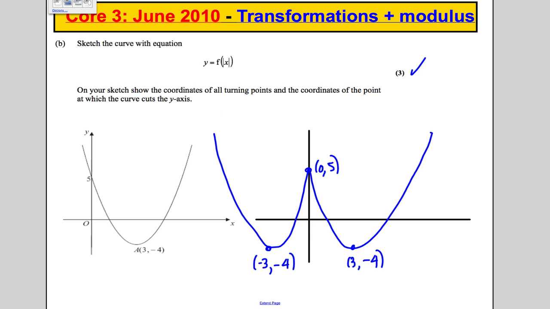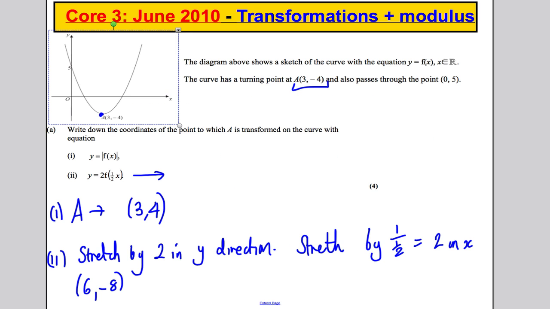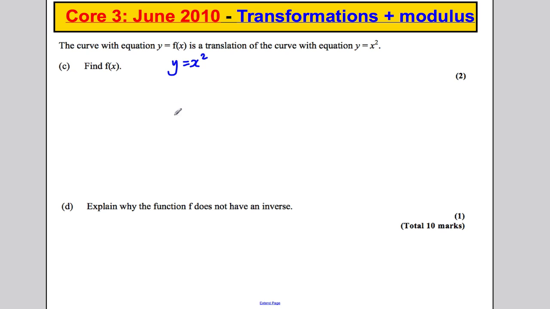Next question. The curve with equation y is f of x is a translation of the curve y is x squared. Find f of x. So y is x squared, that's what we've got. And what is f of x? f of x is this graph here. So let's pull that graph over. That's f of x there.